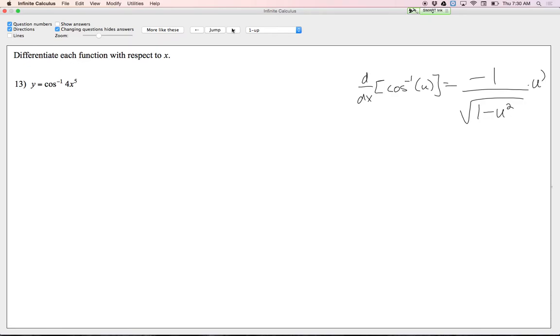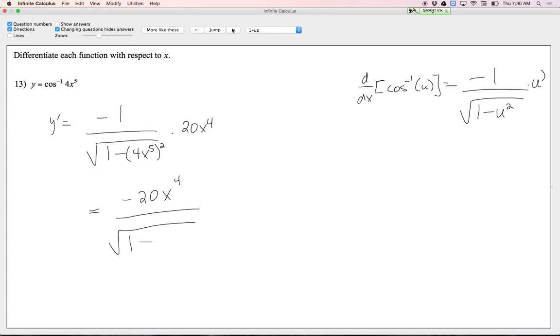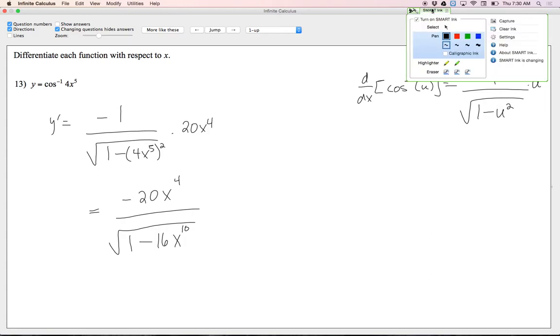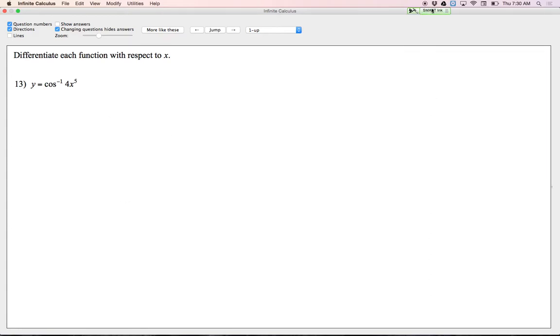All right, so y prime is going to be negative 1 over the square root of 1 minus 4x to the fifth, quantity squared, times the derivative of the inside, which would be just 20x to the fourth. So just negative 20x to the fourth over the square root of 1 minus, make sure you square the 4 and the x to the fifth, so that'd be 16x to the 10th. You multiply exponents when you go power to a power. That's it. Done. They're not going to be any harder than that on the test tomorrow. As long as you know the rule. The problem is some of you won't know the rule, and then it will be really hard. So I don't know how you're going to come up with a derivative without the rule. Okay, what else?